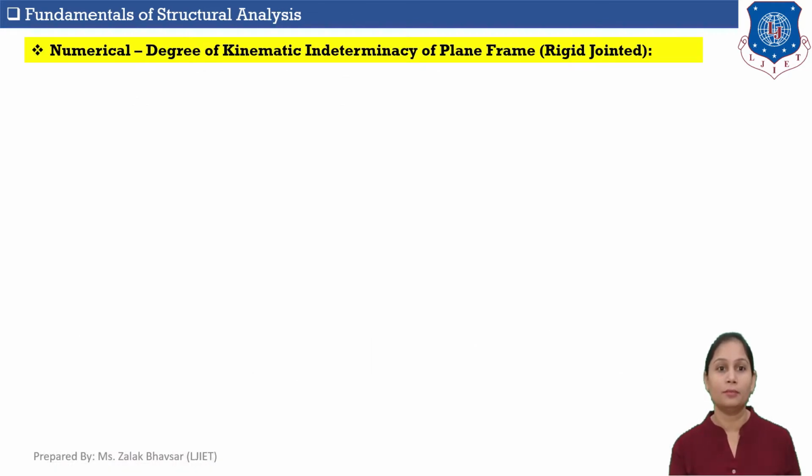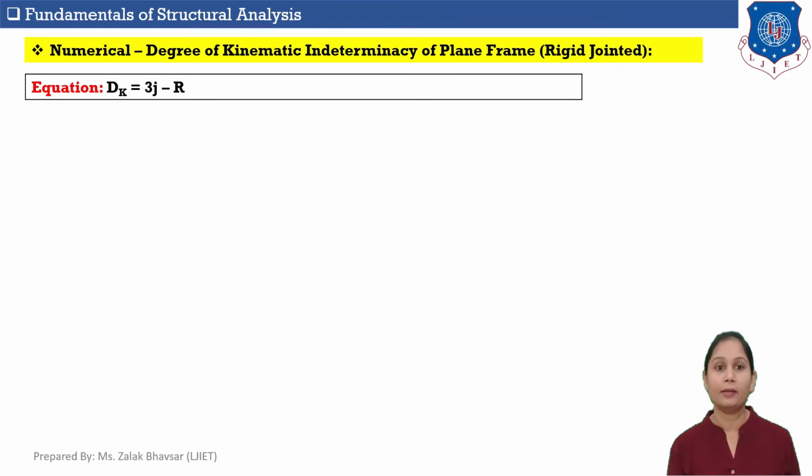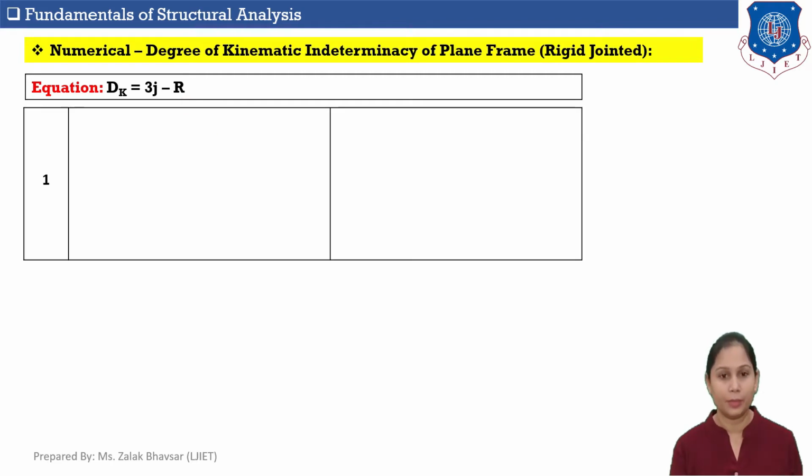So let's solve a numerical to calculate degree of kinematic indeterminacy of a plane frame which is rigid jointed. And here is the equation to calculate DK of a rigid jointed plane frame. So DK is equal to 3J minus R, where J is number of joints and capital R is number of reactions. Now let's calculate one numerical.